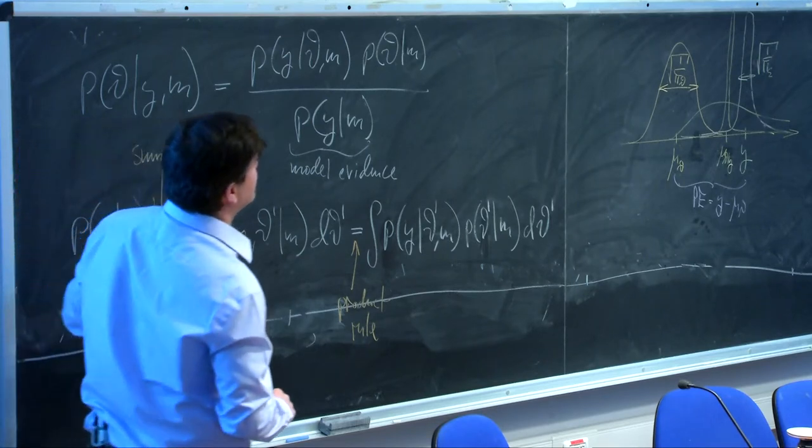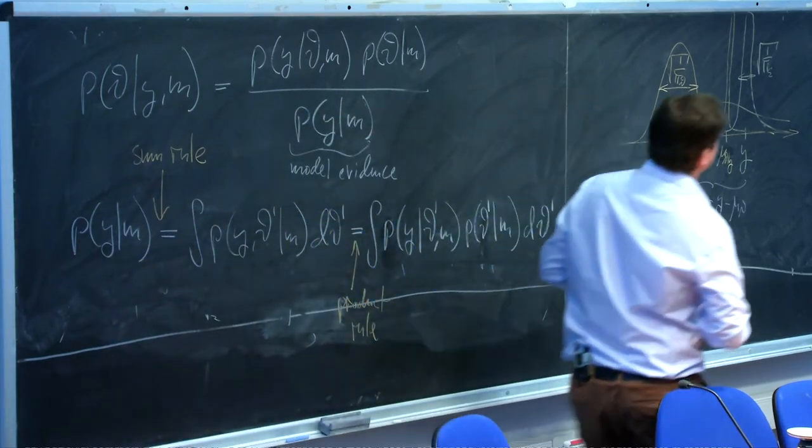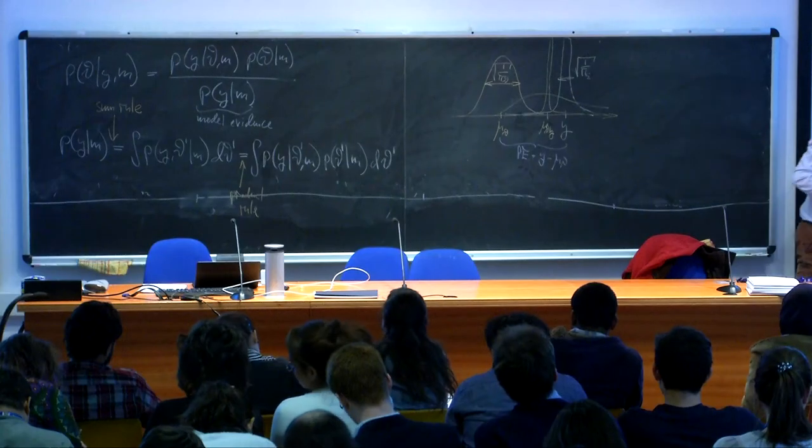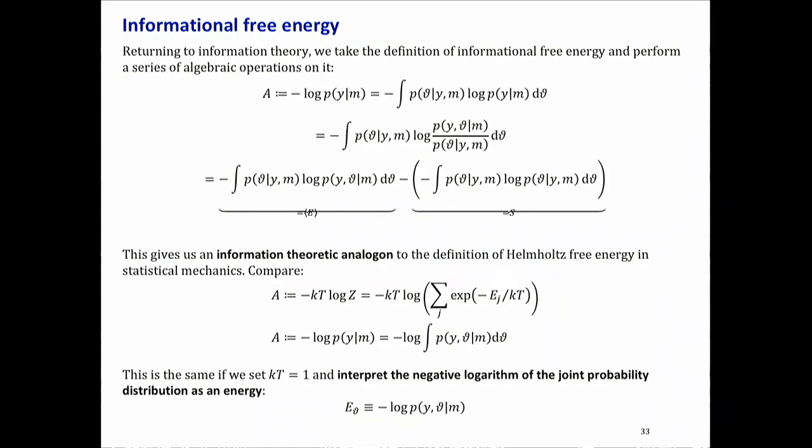And now once we take the negative logarithm of that, as we do here, we have a surprise at the data. It's basically the free energy is how surprised is this model at seeing these data.